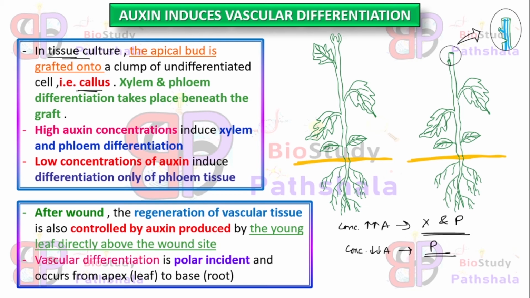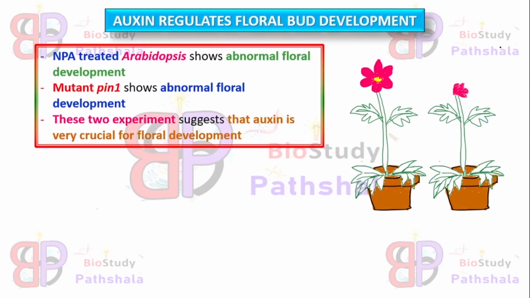And after a wound in the plant body, the regeneration of the vascular tissue also requires the auxin phytohormone, and this auxin is produced by the young leaf directly above the wound site. As you can see in this diagram, the leaf is present and here a wound you can see, and the vascular differentiation takes place above the wound region. And the vascular differentiation procedure is a polar event which occurs from apex to base, that means from leaf to root.